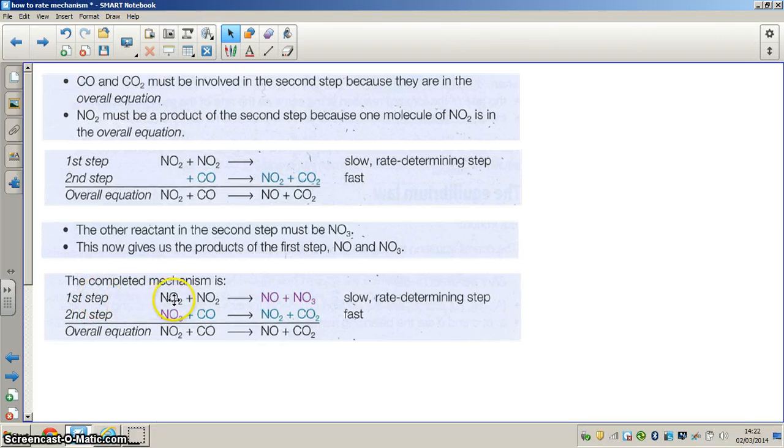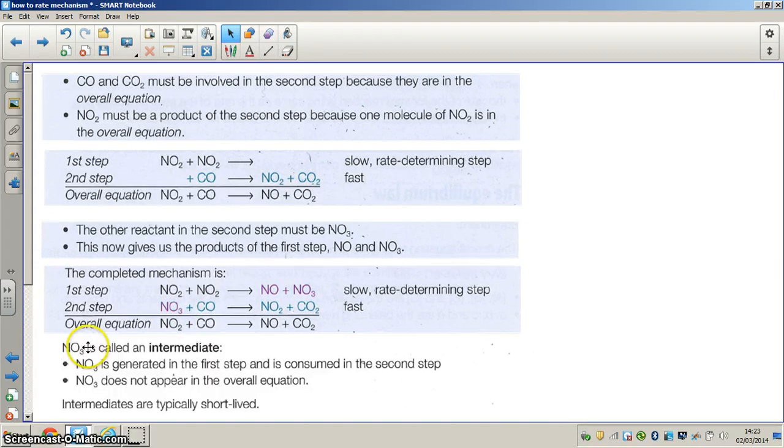First step, NO2 plus NO2, giving us NO and NO3, which is the slow rate determining step. And then the second step is the NO3 now reacting with the CO, carbon monoxide, to form NO2 and CO2. So, adding these together, we've got NO2, CO, NO and CO2. The NO3 is cancelled out with the NO3, and one of the NO2s is cancelled out with one of the NO2s to give us the overall equation for the reaction.